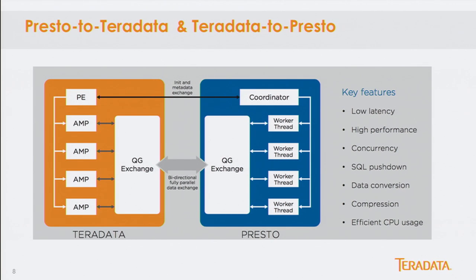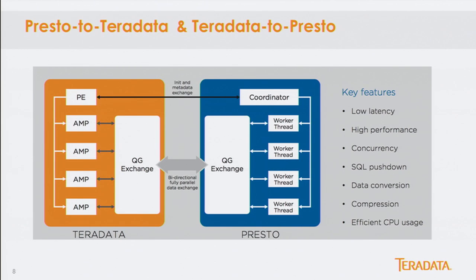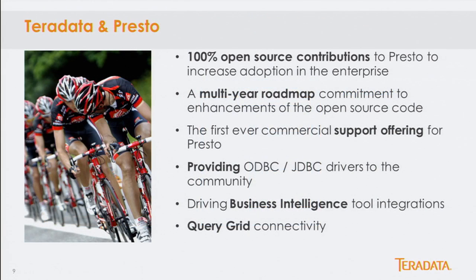So one of the more advanced implementations of a connector in Presto is doing it in a more scalable and parallel way. Unlike your basic connector, where you're issuing a query to Presto, it goes to the data source and returns the data back in a singular fashion, you can actually have a bidirectional, fully parallel exchange. So here we're streaming data from the AMPs to the Presto workers and back and forth to get even more performance.